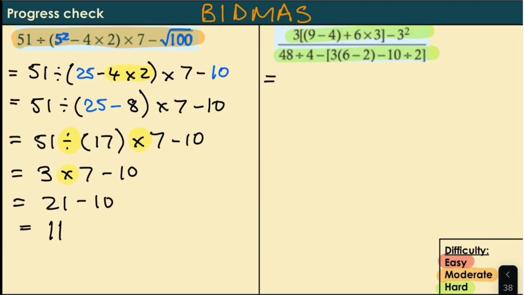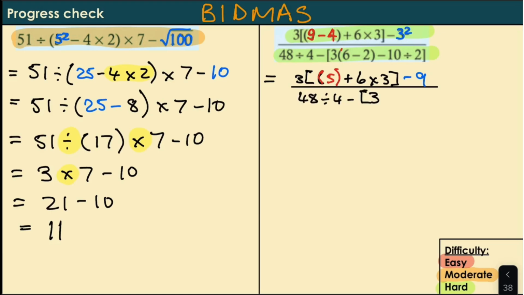So, B for brackets, I for indices. Let's see if we see any powers. Yes, I see some powers. I see a 3 squared, and I'm going to work inside the brackets first. Inside the square brackets, I have a round bracket, so I'll even first work inside the round brackets. 9 subtract 4. So 9 subtract 4 is 5. And then I still have minus 3 squared. 3 squared is 9. 3 multiplied by 3.